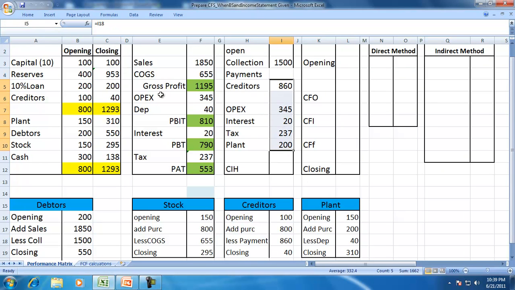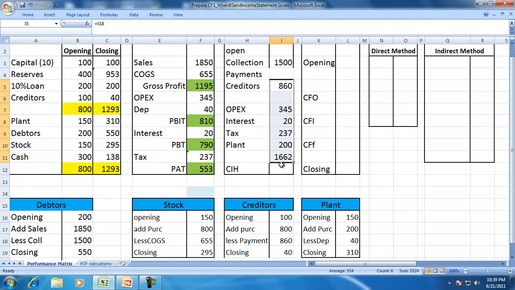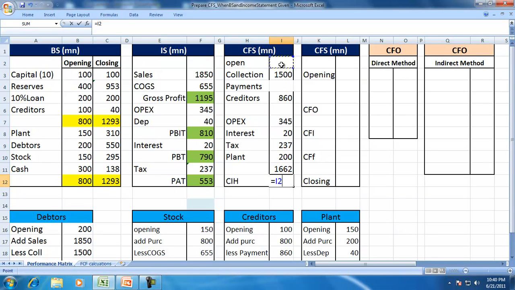Since all items are taken care of, the total of payment is 162. The total of inflows is the opening cash plus collection minus the total payment. The opening cash was 300. So we have arrived at 138 in the cash flow statement. A cash flow statement can be prepared if there is an opening balance sheet, closing balance sheet, and income statement.